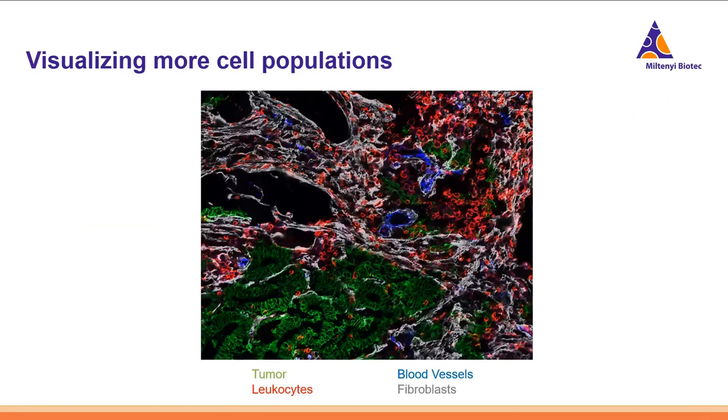And so what's really nice about this is that we're able to capture more of these different markers and more spatial information from a single piece of tissue. So for the example I'm showing here, I have a traditional 4-channel immunofluorescent image of colon carcinoma. And in here we are visualizing tumor cells in green, leukocytes in red, blood vessels in blue, and then some fibroblasts in this grayish color.